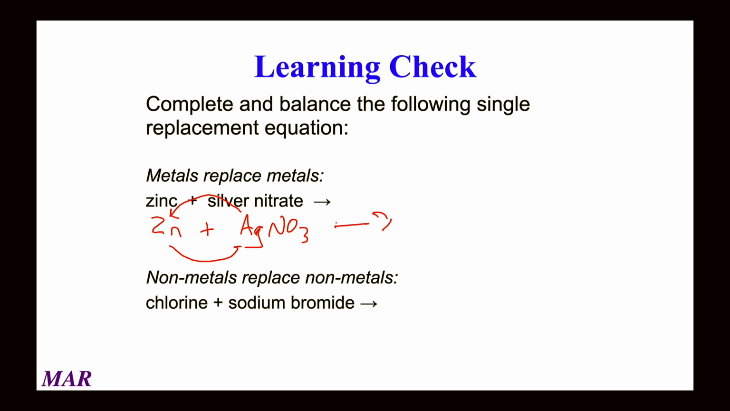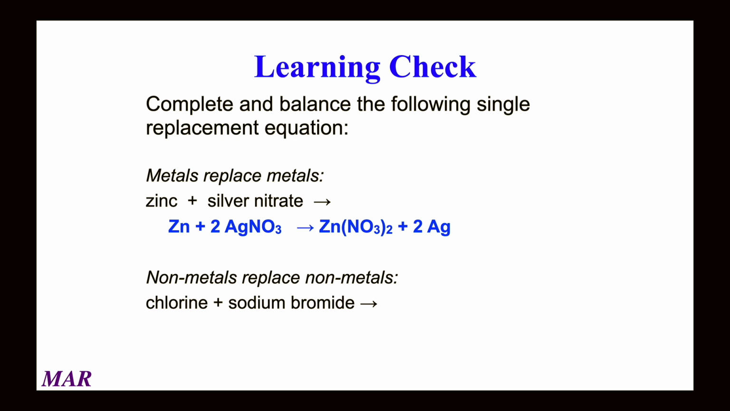Like we saw earlier, though, zinc is a +2 metal. So nitrate being -1, you're going to need 2 nitrates to balance the zinc. And silver will be by itself. So because of the 2 nitrates, we'll put a 2 there and a 2 there. So yeah, zinc + 2 silver nitrates goes to zinc 2 nitrate + 2 silver. Woohoo! Again, the metals trade places.